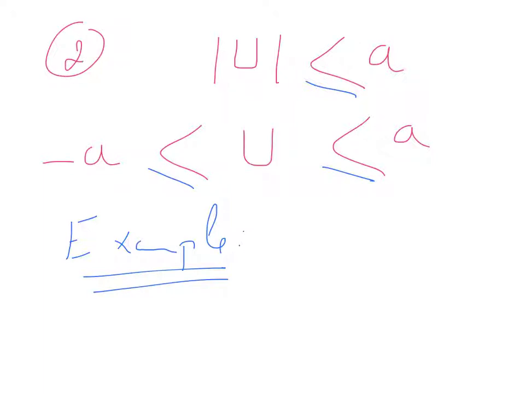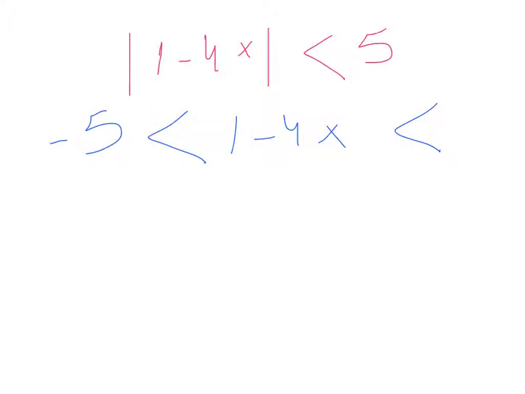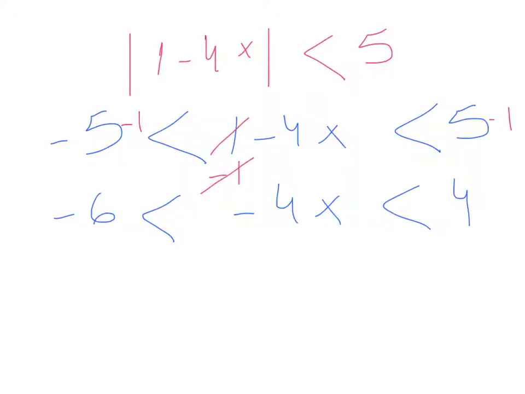Let's solve the absolute value of 1 minus 4x less than 5. By using the rule, we have 1 minus 4x is between minus 5 and 5. We're going to eliminate the 1, so we subtract 1 here. We have minus 4x is between minus 6 and 4. Here we're going to divide by minus 4 on all sides.